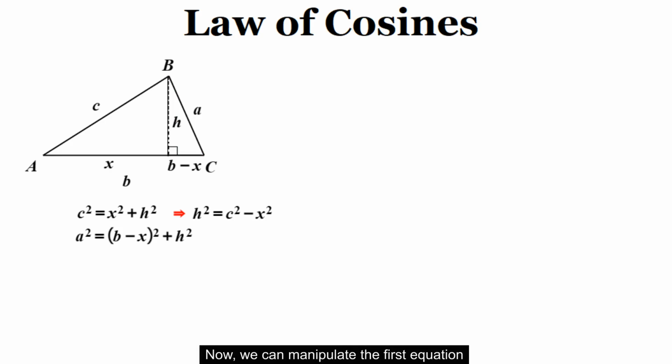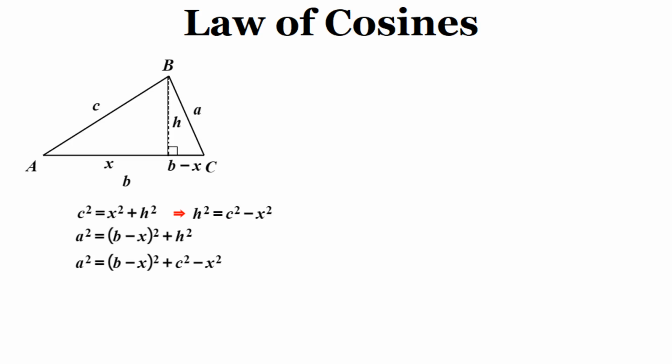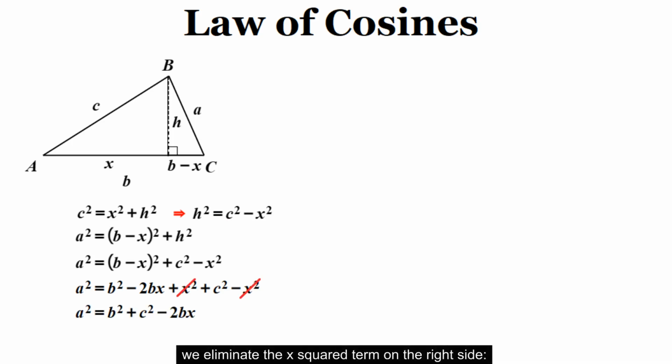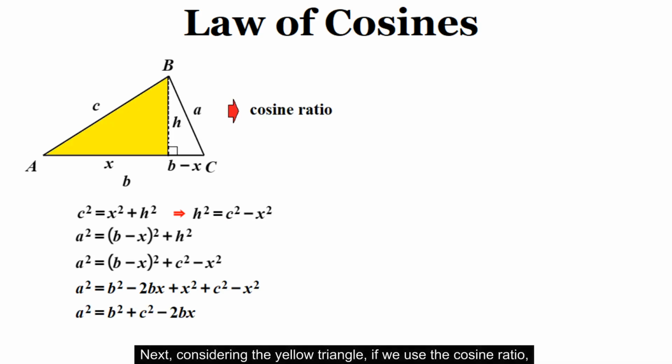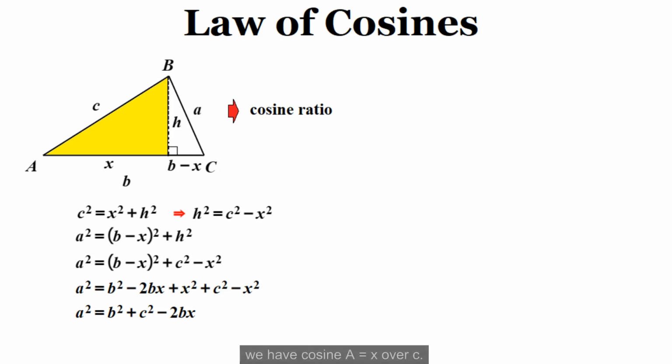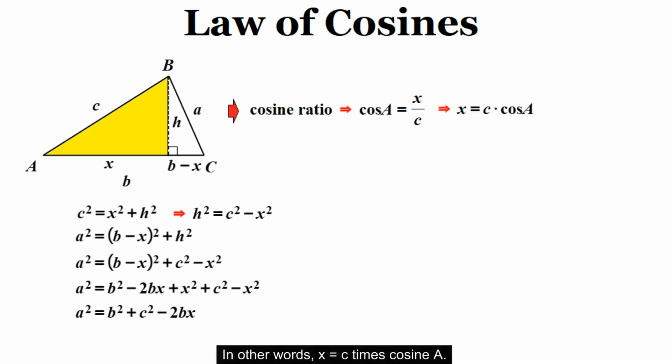Now, we can manipulate the first equation and substitute it into the second one. After simplifying, we eliminate the x squared term on the right side. Next, considering the yellow triangle, if we use the cosine ratio, we have cosine A equals x over c. In other words, x equals c times cosine A.